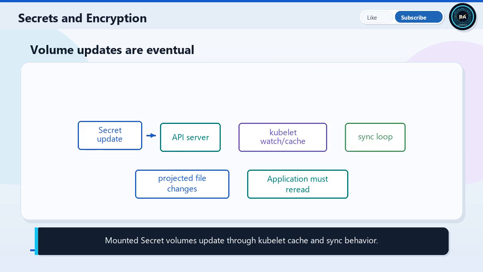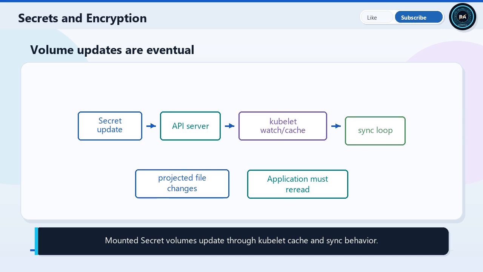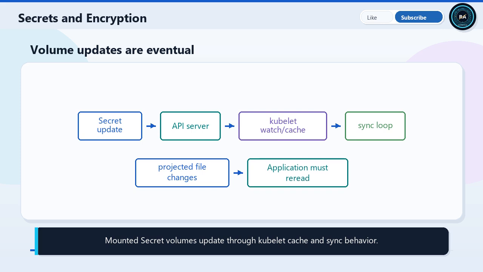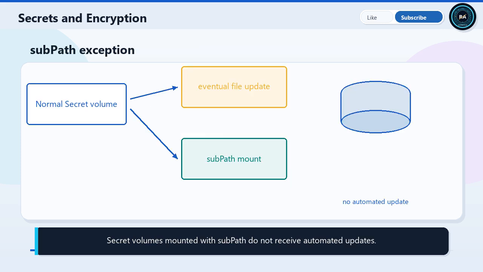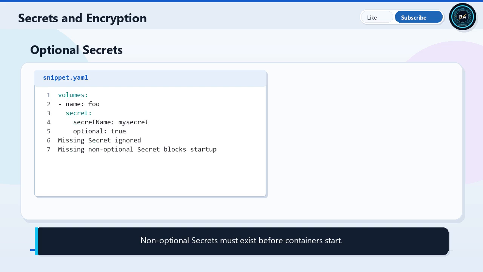For secret volumes, kubelet tracks updates and eventually updates projected files. The delay depends on watch, cache TTL, or sync loop strategy. Just like ConfigMaps, secret volumes mounted with subPath do not receive automated secret updates. That mount mode changes the update story. By default, all non-optional secrets must be available before any of a pod's containers start. If optional is true and a secret is missing, Kubernetes ignores it.